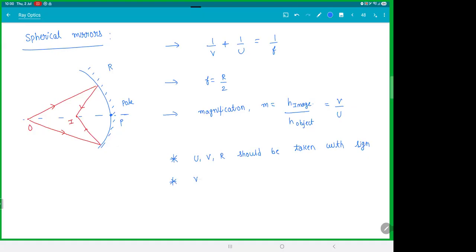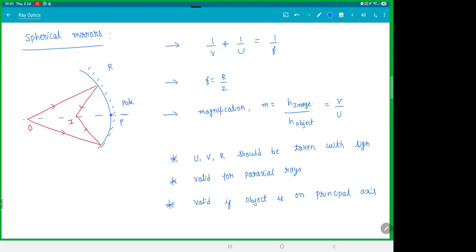Second thing, this is valid only for paraxial rays. Third, this is valid only if the object is on the principal axis. If it is not on the principal axis, we have ways to do this, but you can't use this formula directly. These are the three things you have to follow when you are using these formulas.